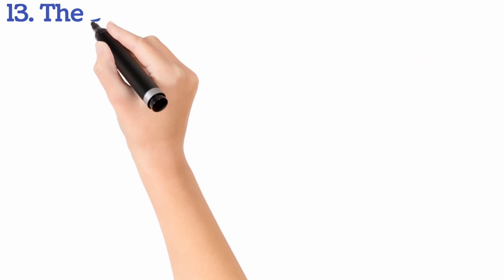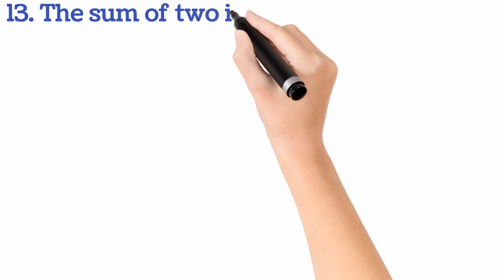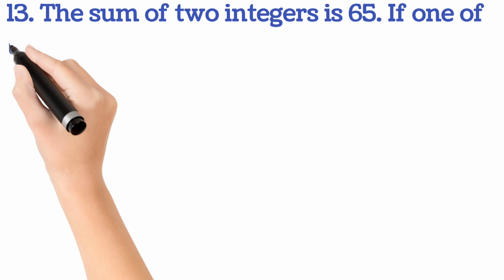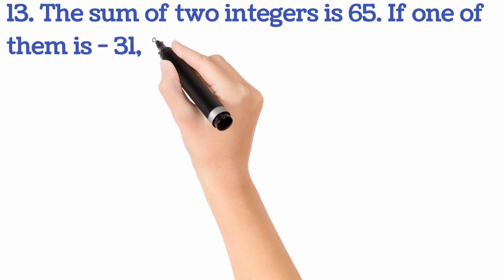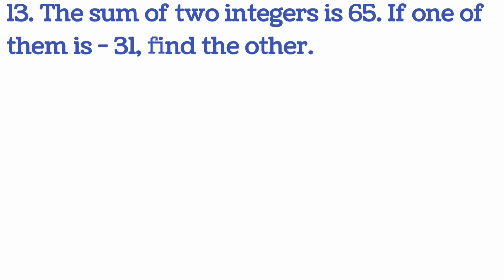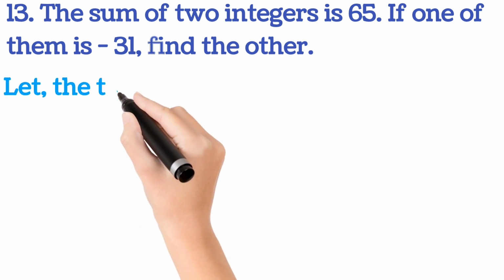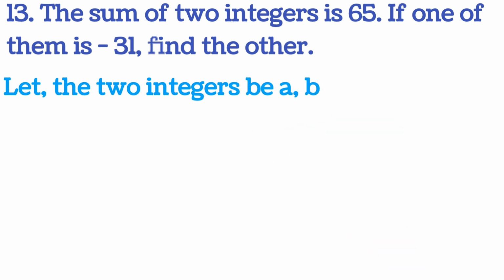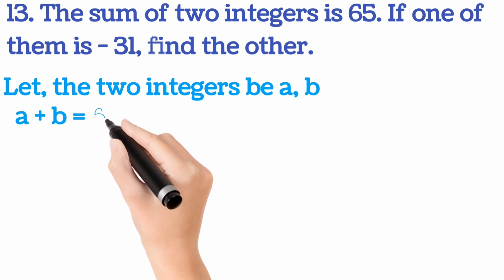Sum number 13. The sum of two integers is 65. If one of them is minus 31, find the other. Same as the previous sum, again we have two integers to work on. So we will take the two integers as A and B. Now one of them is minus 31. Let us take B equals minus 31.